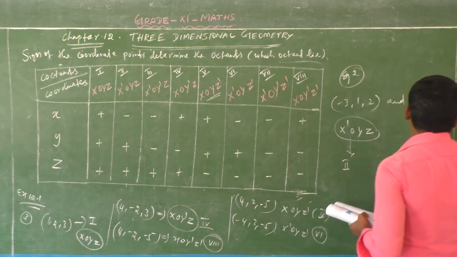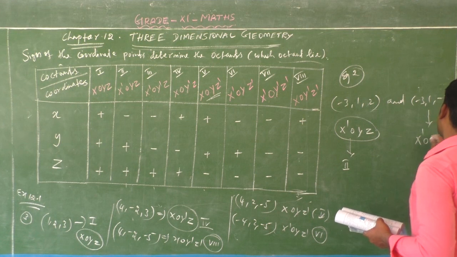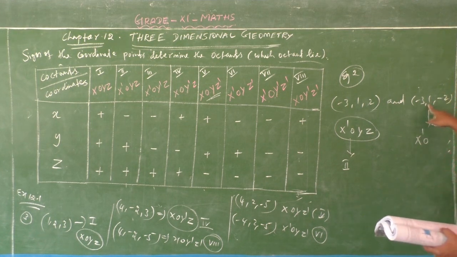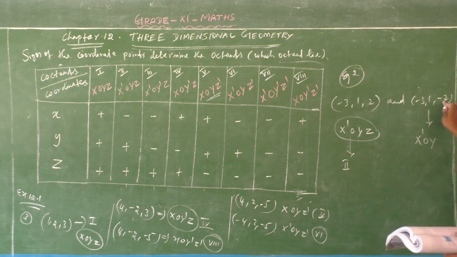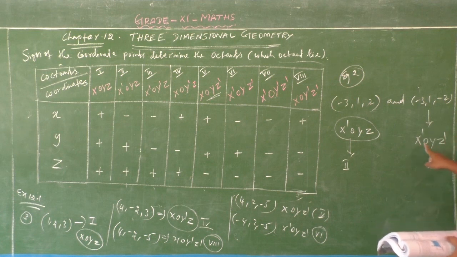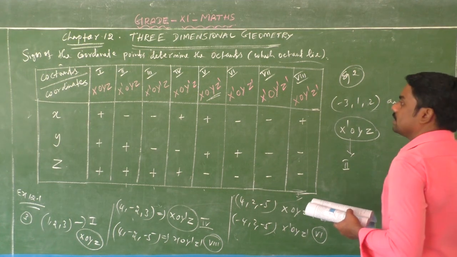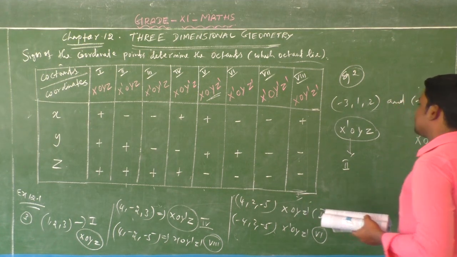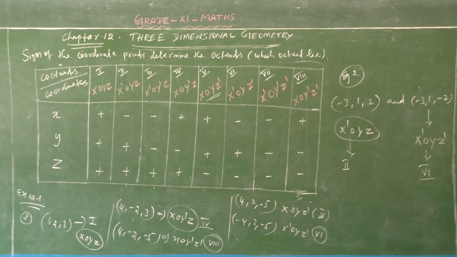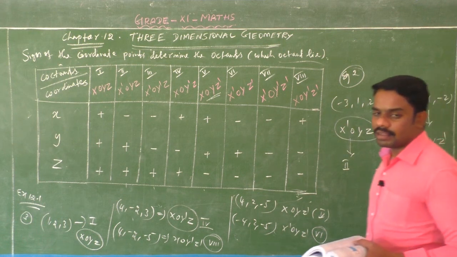And the other point (-3, 1, -2): X dash, the y coordinate is positive so plus Y, and the z coordinate value is negative so Z dash. So X'OYZ' is octant number 6. So (-3, 1, 2) lies in octant X'OYZ, that is the second octant. (-3, 1, -2) lies in octant X'OYZ', that is the sixth octant. Okay, right.